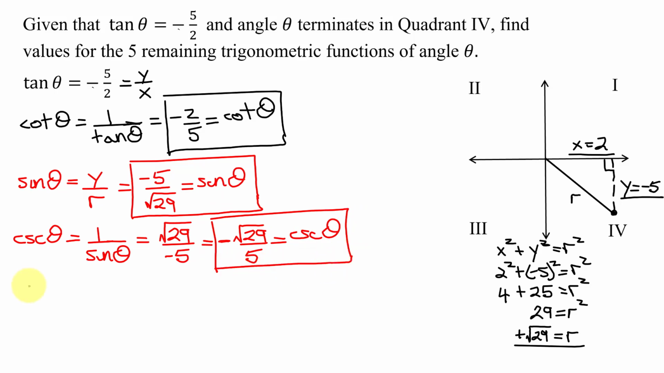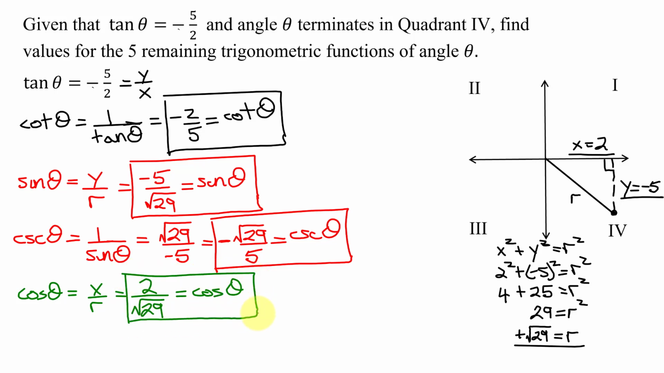Next, let's look at the cosine of theta. It is x over r. X is 2. So it's 2 divided by r, which was the square root of 29. So that is equal to the cosine of theta.